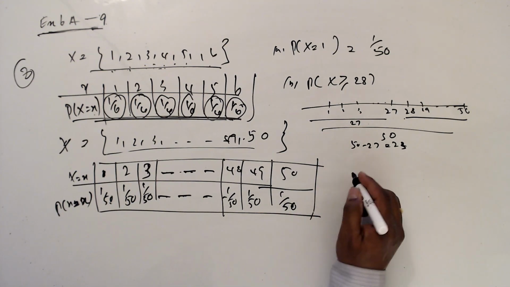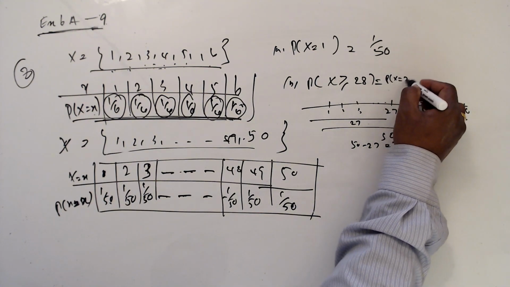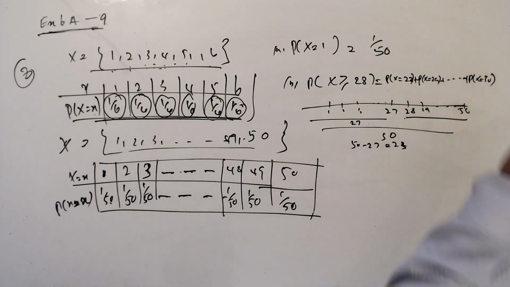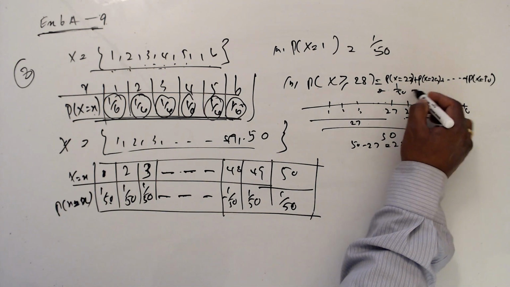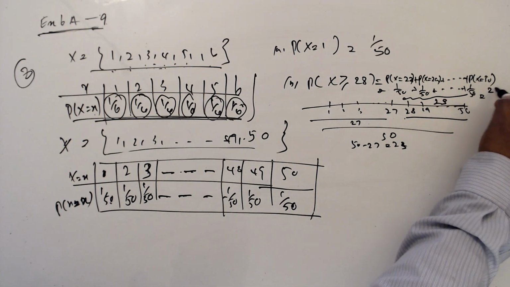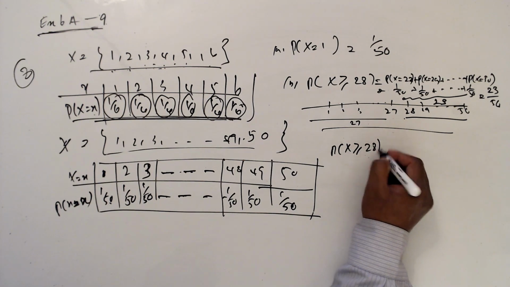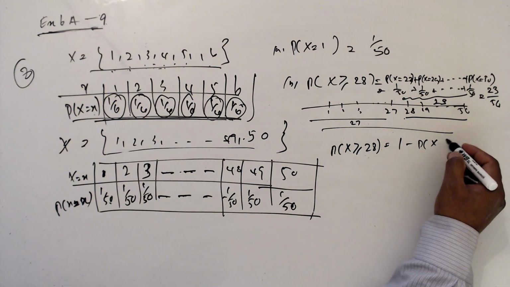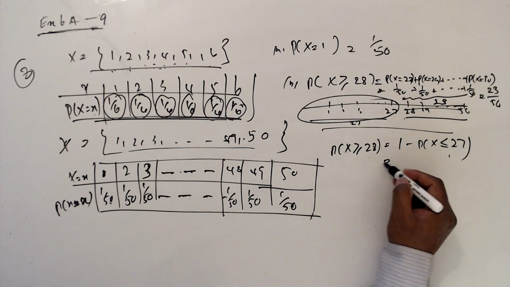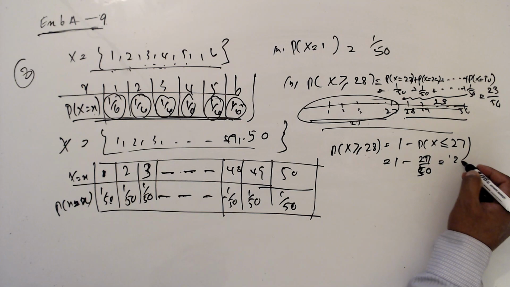Basically, you want to add probability of X equal 28, probability of X equal 29, likewise up to probability of X equal 50. So this is 1 over 50 plus 1 over 50 plus dot dot 1 over 50. How many terms? 23 terms. It means 23 out of 50. Or you can work it out like this: probability of X greater than or equal to 28 means 1 minus probability of X less than or equal to 27. So 1 minus 27 out of 50, then 23 out of 50.